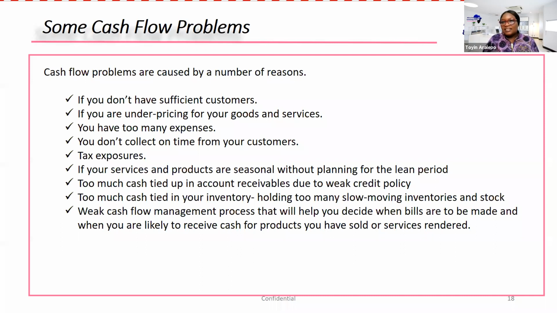Or maybe you are actually selling, but you are not collecting from your customers. Or maybe there are tax exposures. You are not paying your tax on time, so everything has piled up. So these are some of the things that you really need to watch out for, so that you don't fall into that trap. Or maybe your products are seasonal, like I mentioned earlier, and you have not planned for those seasonal periods, like this rainy season. Those that are selling cold beverages and things like that, their businesses will be affected.